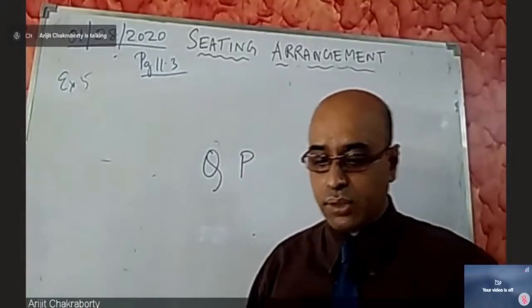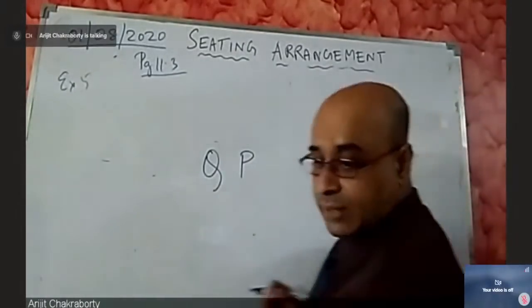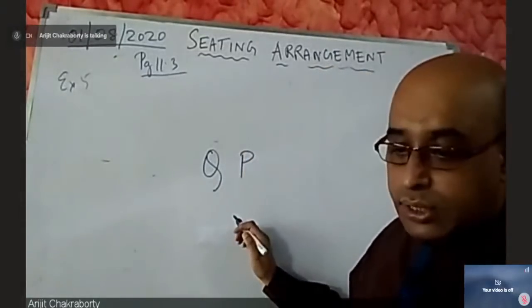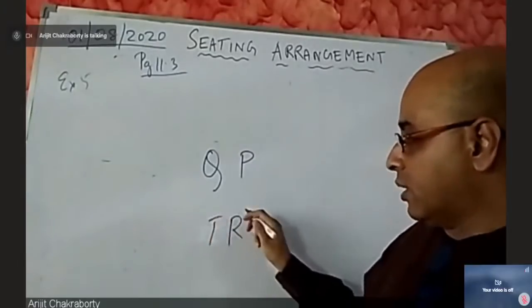T is left of R. So Q and P we have done. T is left of R. So if R is here, T will be here, on the left side. Fine.